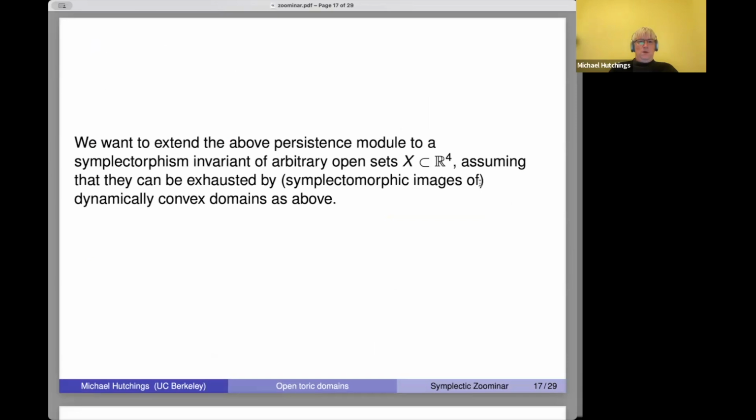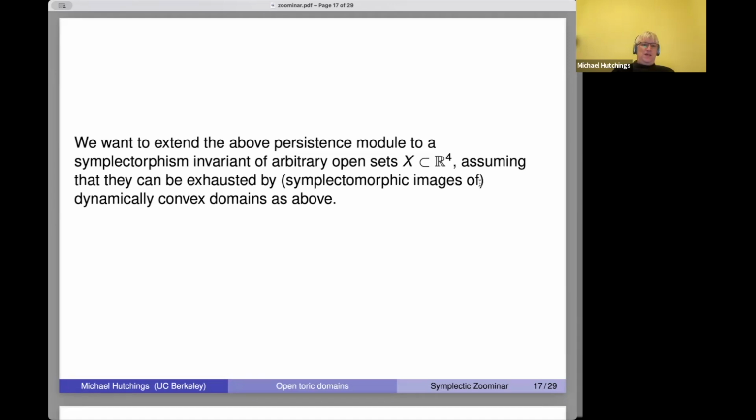Now, I would like to extend this to give an invariant of any open set where the boundary is not necessarily non-degenerate, or maybe not even smooth. So how am I going to do that? Well, for this to work, I need to at least assume that it's exhausted by dynamically convex domains, like we just discussed, or images of them under symplectomorphisms.